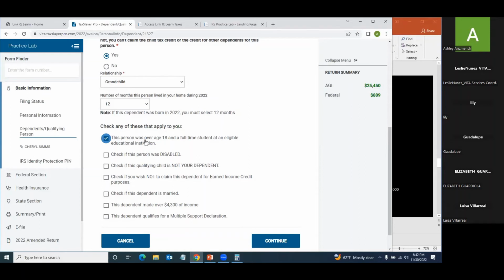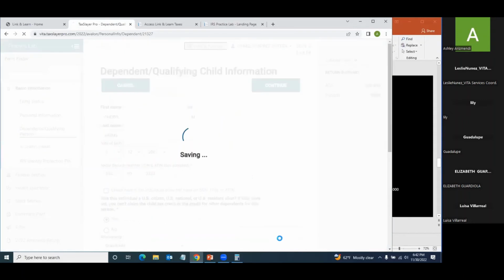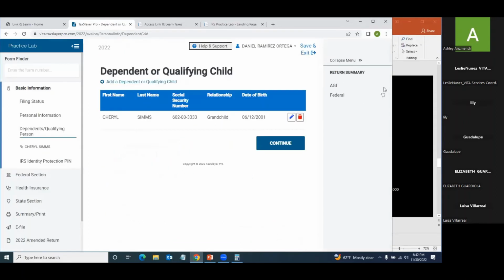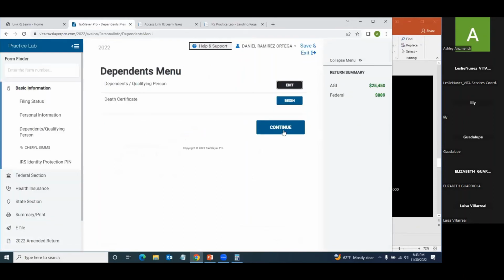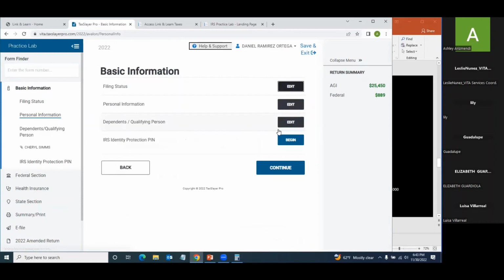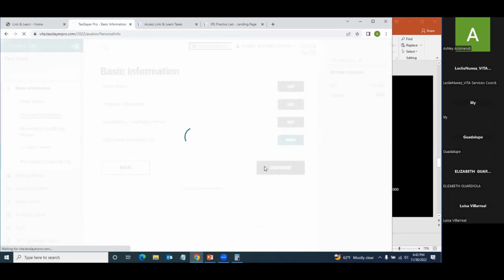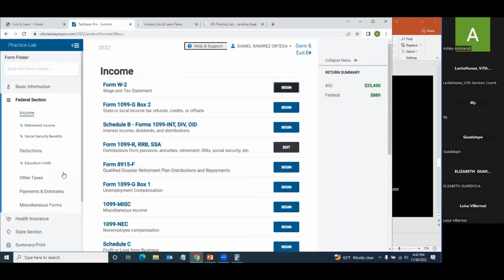This person was over 18 and a full-time student. So we will leave that and push continue. So that way we could see our federal refund change. Well, continue. Mine didn't change. It's still like 89.